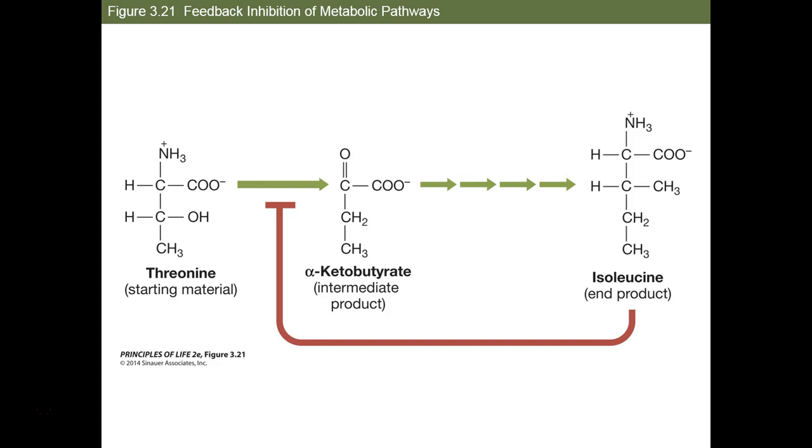Here's another example of feedback inhibition. The starting product is the amino acid threonine, which is transformed into an intermediate product by an enzyme. The final product is the amino acid isoleucine, which will in turn act as an inhibitor for the first enzyme. This will effectively shut down the metabolic pathway.